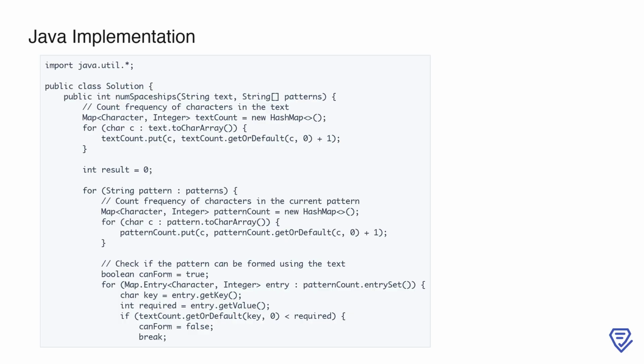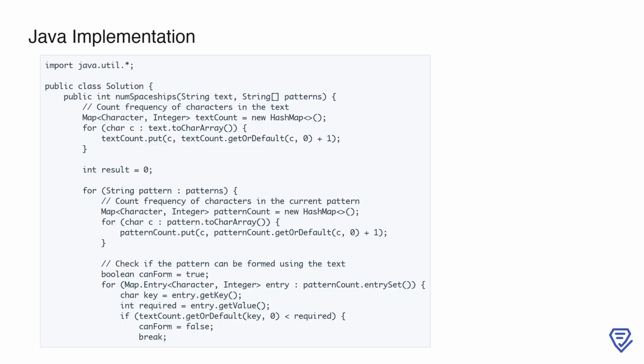Next, we initialize a variable, result, to 0. This will keep track of the number of patterns that can be successfully formed. For each pattern in the patterns array, we compute the frequency of its characters in a similar way, using another hash map. This helps us compare the availability of characters in the text with the requirements of the current pattern.